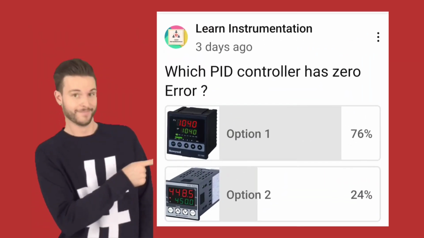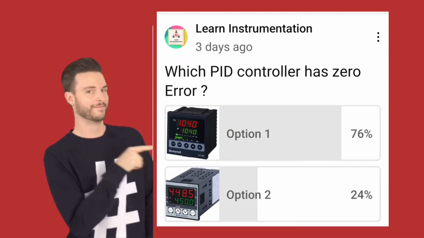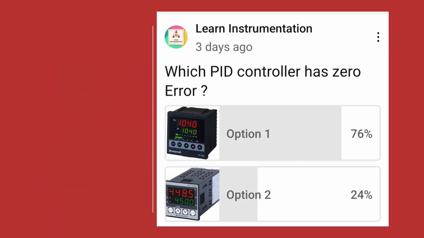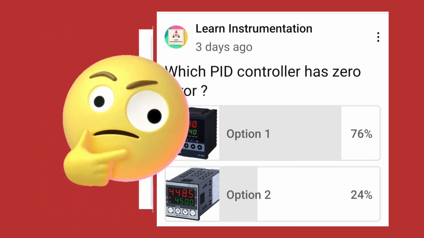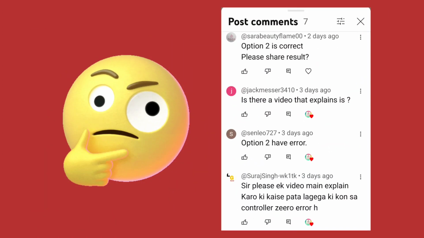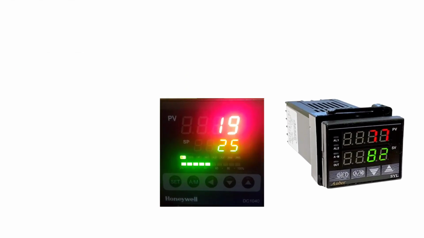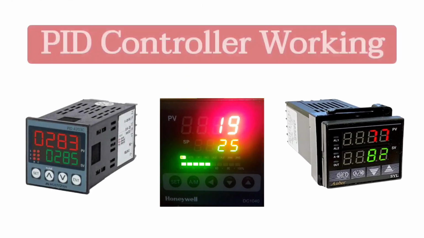Friends, we also created a post regarding this, and we had also asked this question. In this post, 2 PID controllers were shown. You were asked, which PID controller has 0 error. But many of our friends had doubts about it, and even asked us to make a video. Let's understand this. To understand the error signal, you must understand the working of the PID controller.